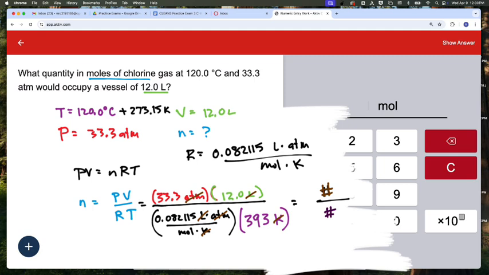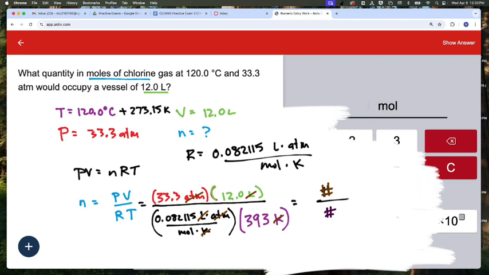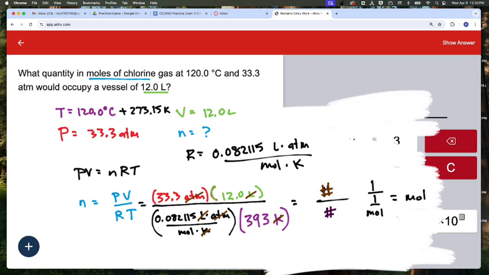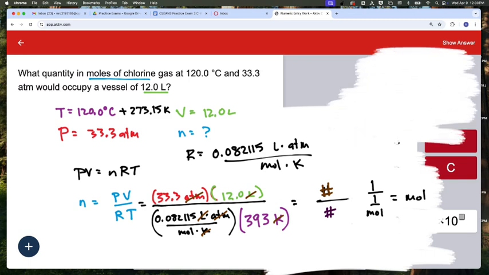Okay? And then this is where it gets a little bit weird, kind of unit-wise, and this tends to freak people out a little bit, which is why I would say you just plug it into the calculator and be done with it. Our unit at this point would be 1 over moles, which is a really goofy looking unit, but what does that ultimately equal? Moles.